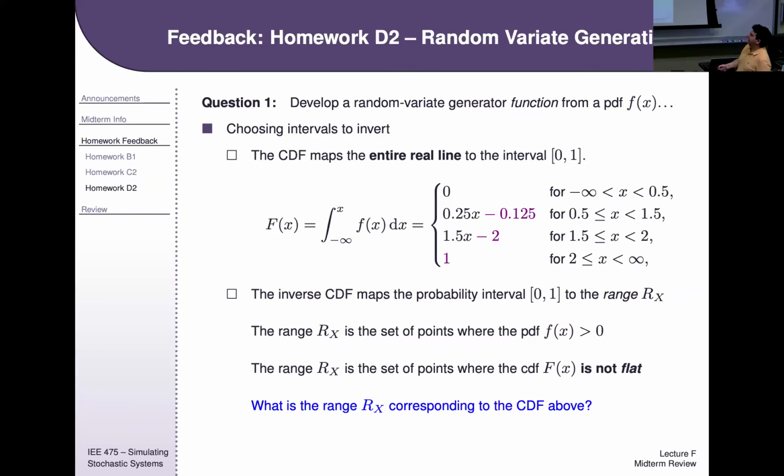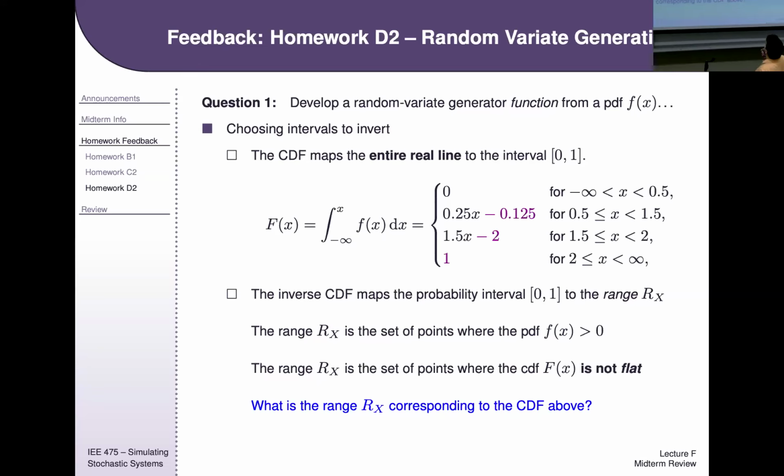So that's what we're saying there. The range of this one is just going to be from 0.5 to 2. So this is telling me that I only need to worry about inverting this CDF for 0.5 to 1.5, and then for 1.5 to 2. Those two ranges are the only ranges I have to worry about inverting, because that's the full range of this random variable. So my inverse CDF will only generate those values because that's how the random variable is defined.